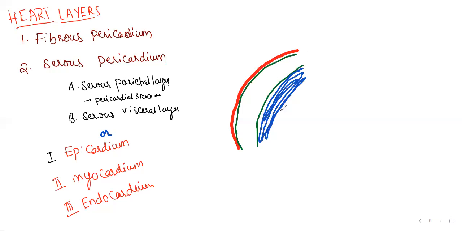Endocardium. That is the endocardium, the epithelial layer. Okay, now let's label all of these at once so that you can understand clearly. This is the fibrous pericardium, which is a hard layer that protects the heart.